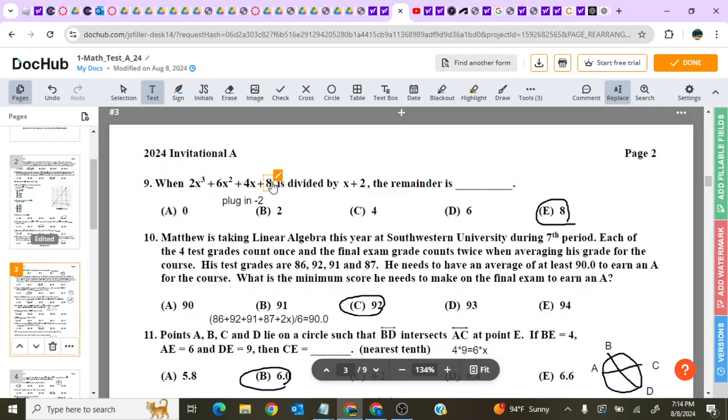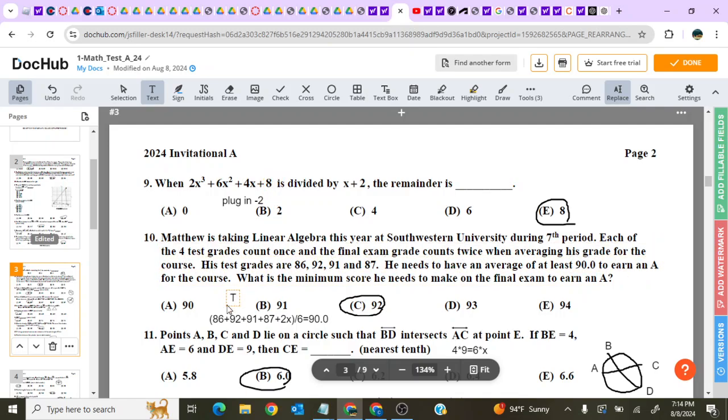Matthew is taking linear algebra this year at Southwestern University during 7th period. Each of the 4 test grades count once, the final exam counts twice, and he needs at least a 90% average to earn an A. What's the minimum score required to earn an A?